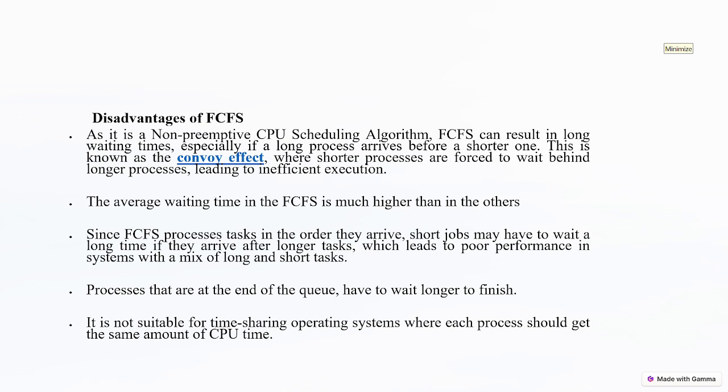So that's all about FCFS scheduling. In the next video, I'll show you what SJF scheduling is, and how it will be run in the CPU.